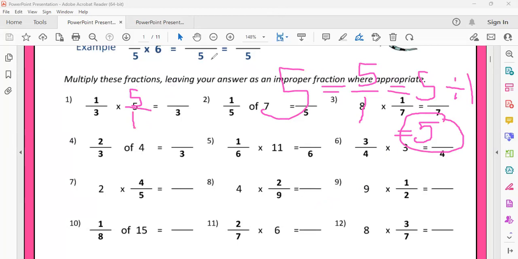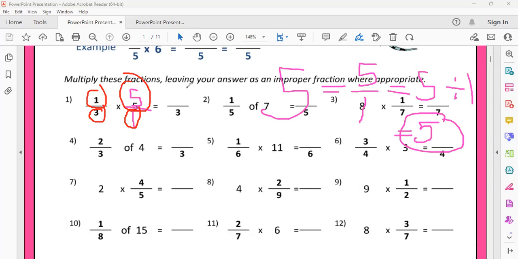Now, to multiply fractions, up times up over down times down. Say it like a mantra. Up times up over down times down. Up times up over down times down. Just sing it, okay? So up means what?